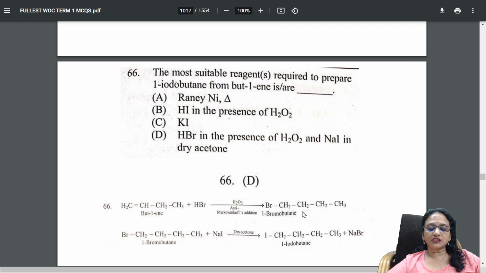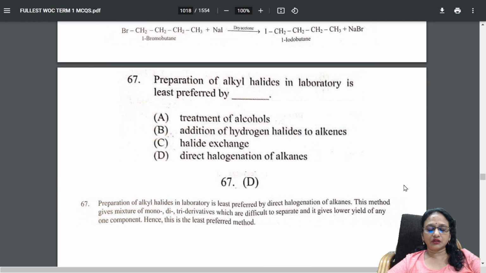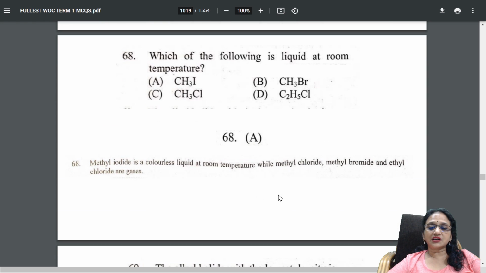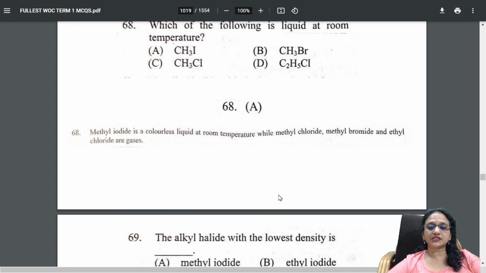So bromobutane, rather alkyl halide, is prepared from but-1-ene. So this is the reagent which is used. Preparation of alkyl halides in the lab, which method are you going to use? So every reaction is asked in the form of a question. Every reaction is asked in the form of a question. Remember that.